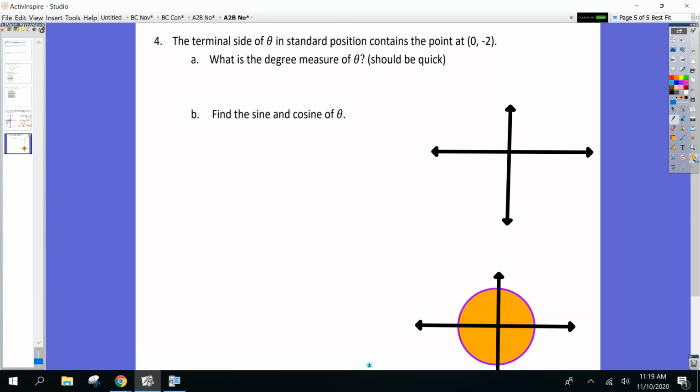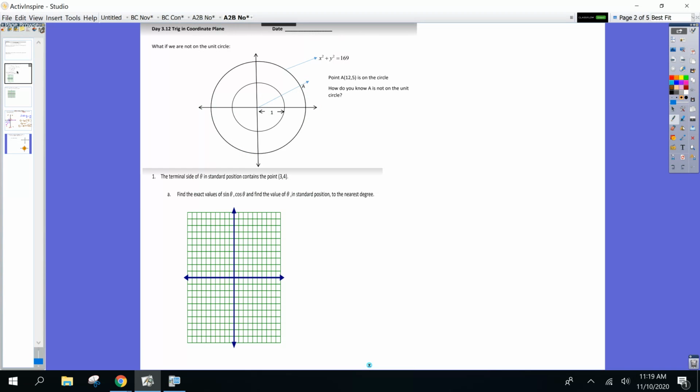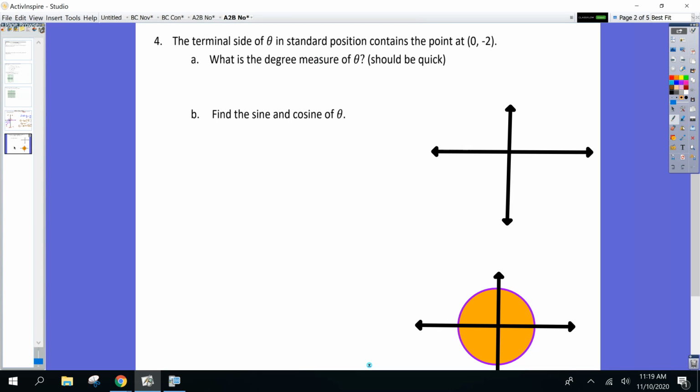I've been giving you guys points for these angles, so 6, -5 I gave you. The very first problem we did yesterday went through 3, 4. Now it goes through 0, -2. The terminal side goes through 0, -2. Where is that? If I asked you guys to graph 0, -2, where would it be? Right on the y-axis, down on the y-axis, right? It would be right here, 0, -2. So that's where your terminal side is, right there.